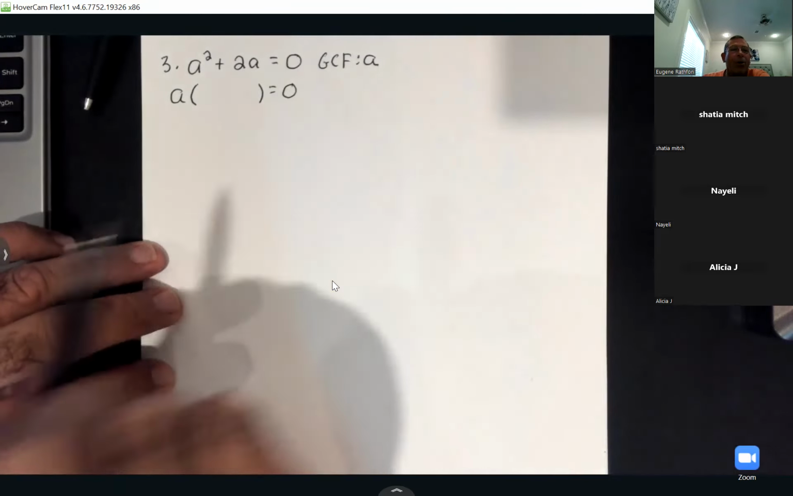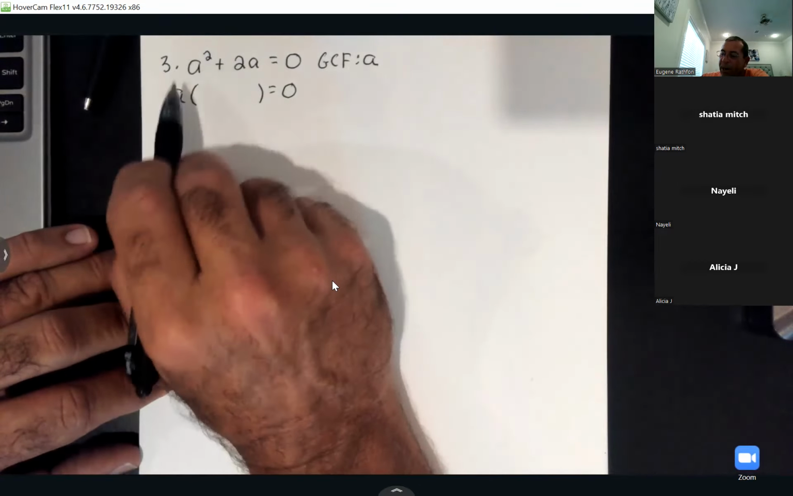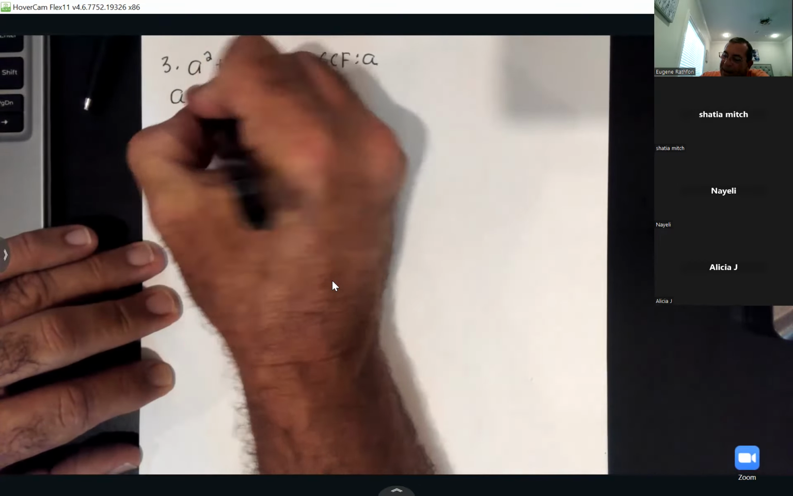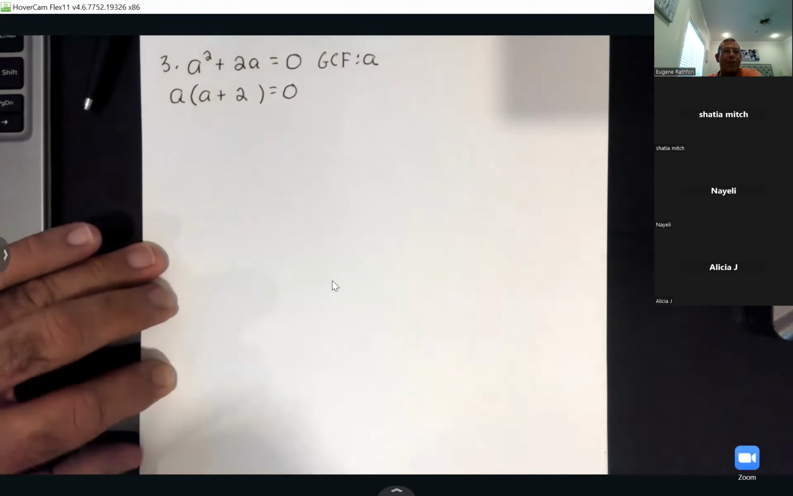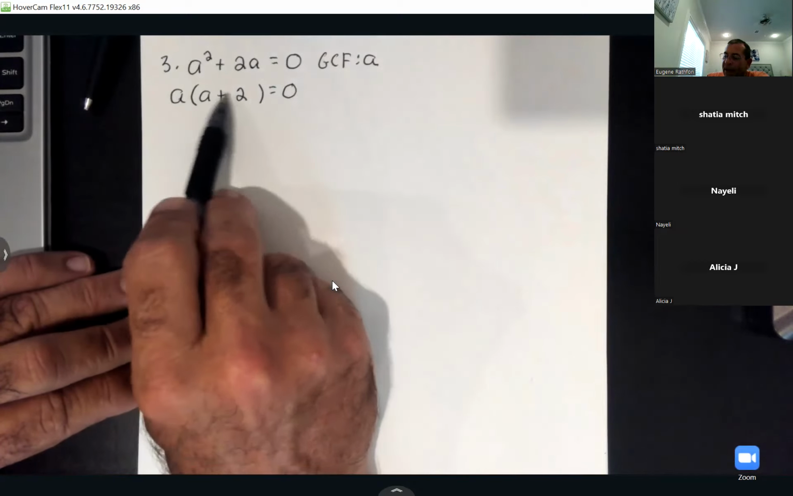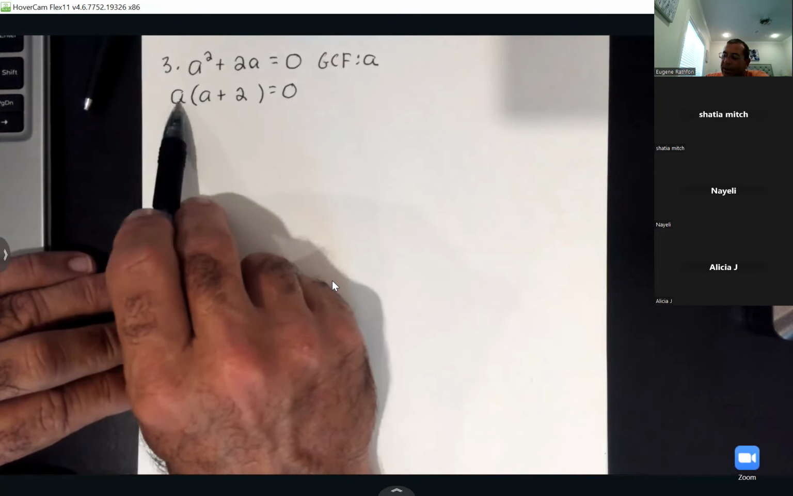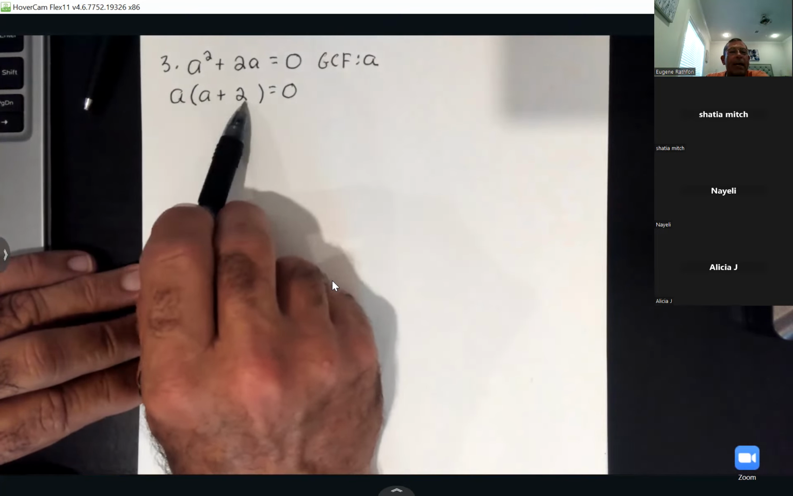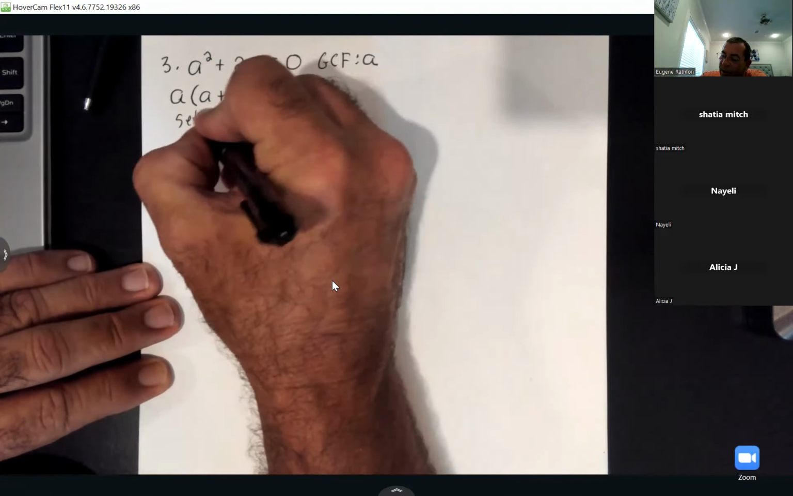Oh, good job, Jason. I thought I'd stumped y'all, but good job. A squared divided by A leaves me an A. 2A divided by A leaves a 2. All right, I can't factor this any further because it's just an A. It's not an A squared in here. So since I factored everything as far as I can go, I'm now going to set each factor equal to 0.